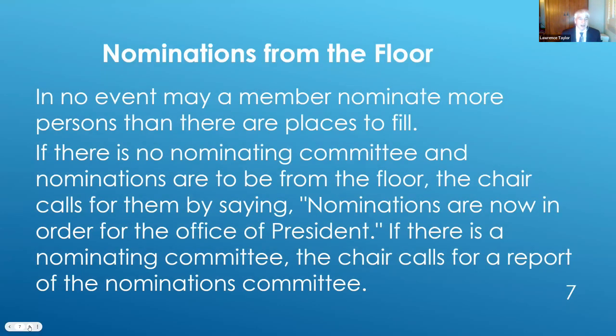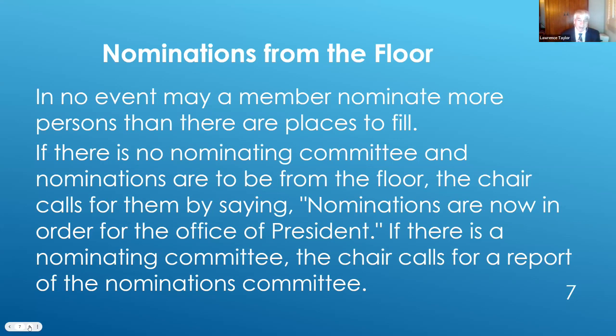But then there's this caveat: in no event may a member nominate more persons than there are places to fill. There are two circumstances, and we'll see both of these in the script that we're going to go through today. There's elections where you elect one person, like the presiding officer or the president or whoever leads your organization. And then there's the other circumstance where you're electing delegates to go to a convention and you have like 10 positions to fill. So what this is saying is that any one member may not nominate more than the number of places to fill. If you've got 10 places, someone can't nominate 15 people.